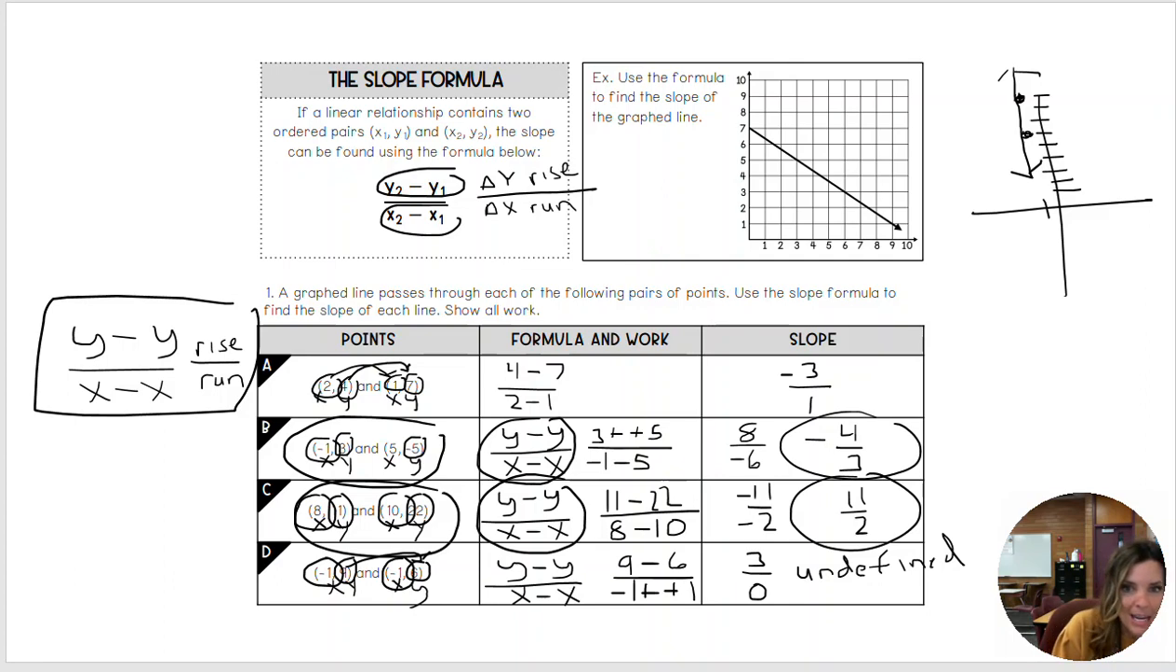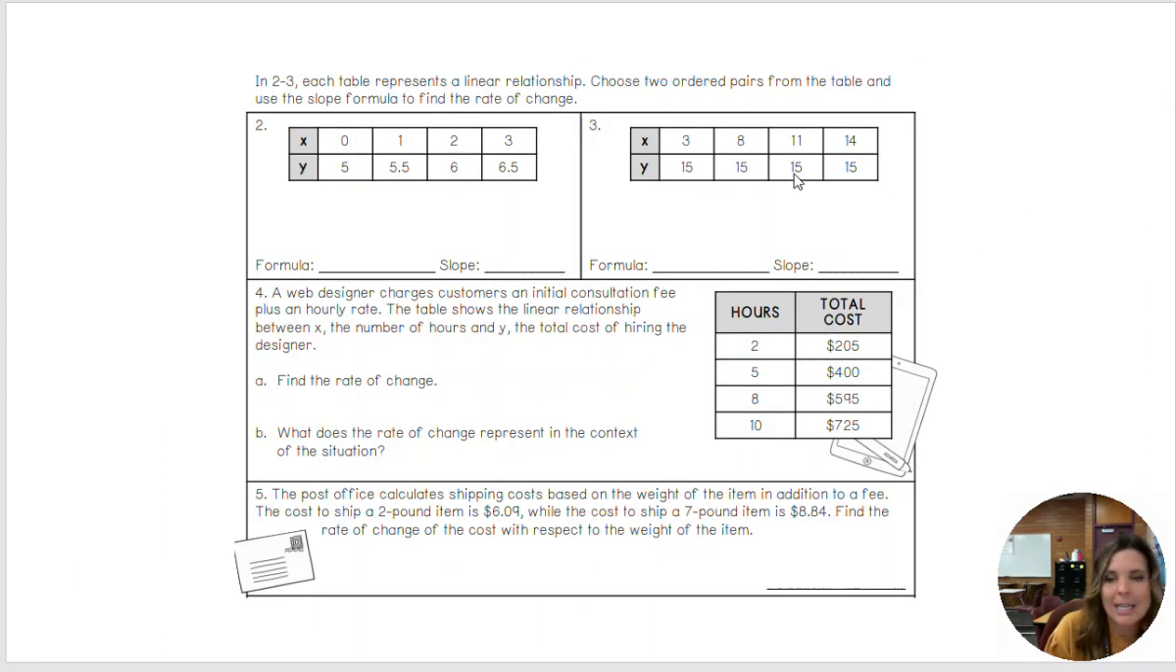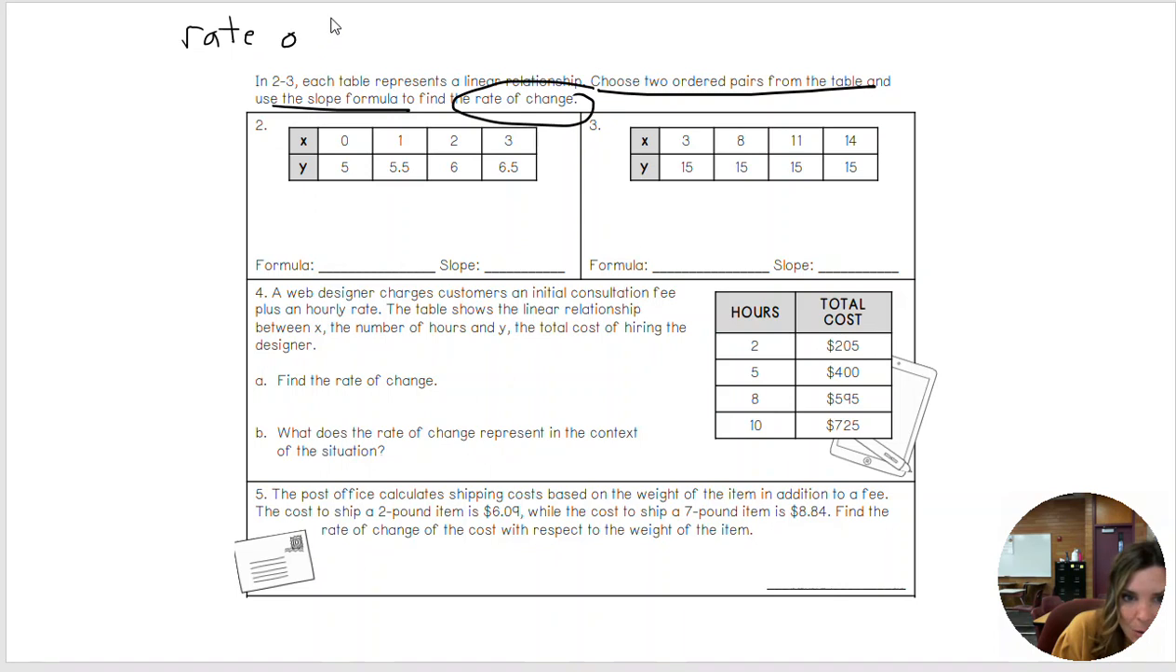Okay, so that is the first part. And then the next part that we did is we talked about finding the rate of change from a table. It says choose 2 ordered pairs from the table and use the slope formula to find rate of change. So rate of change and slope are the same thing.